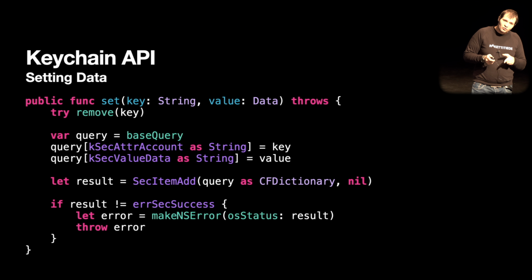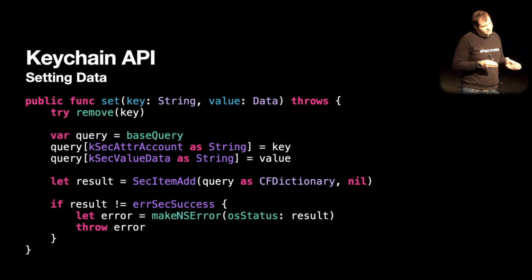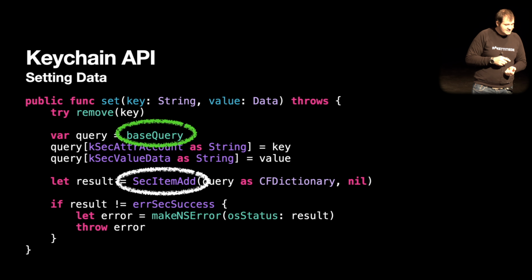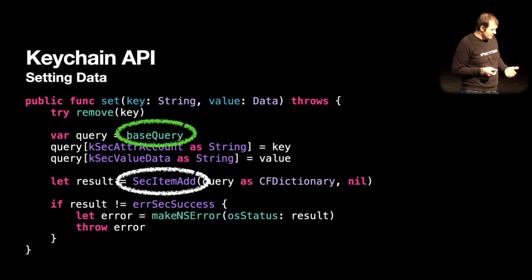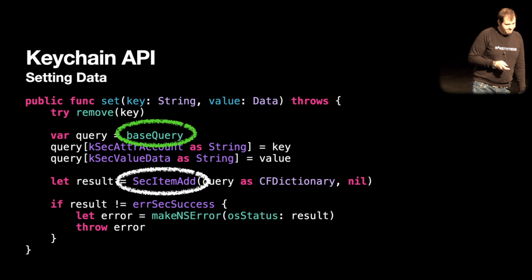Setting is a bit more difficult. The first thing you want to do is delete the key, because keychain can't overwrite the thing. It will throw you an error that you're trying to record a duplicate key. You remove it first, but then you again use this base query and populate the keys and values: the key, which means the account, and the value, which is the value data, and execute the add command. And again, error processing in the same way. We use the same method that we've just extracted.